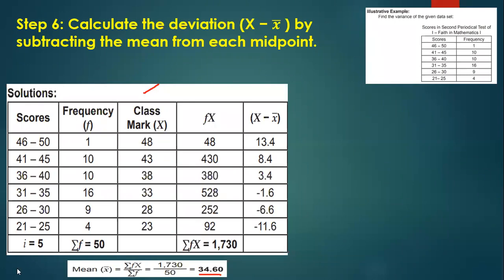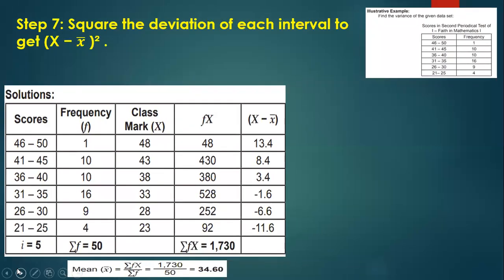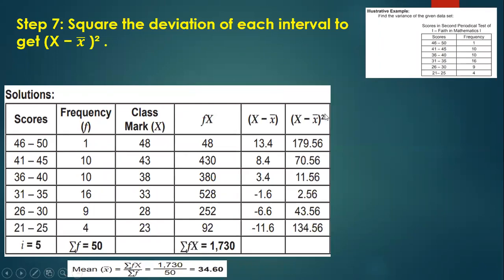Step number 7. Square the deviation of each interval, x minus x bar, or midpoint minus mean. So you need to square it. Once you square it, what will you do? You need to multiply it by itself. So you need to add another column for midpoint minus mean squared. So how to get it?